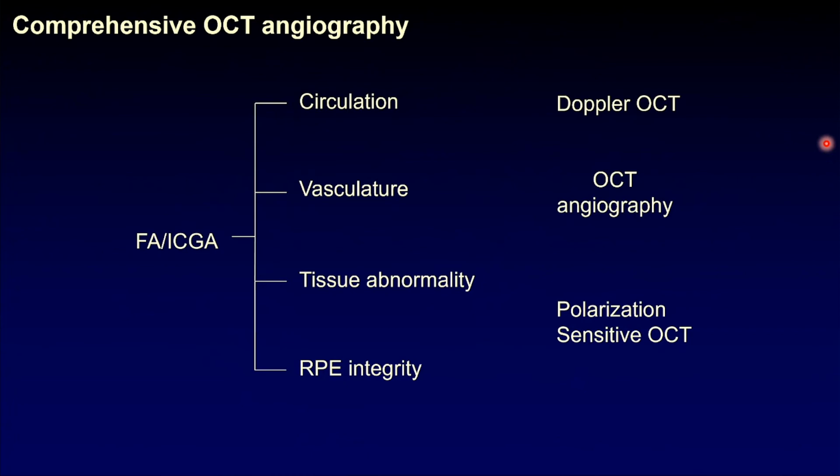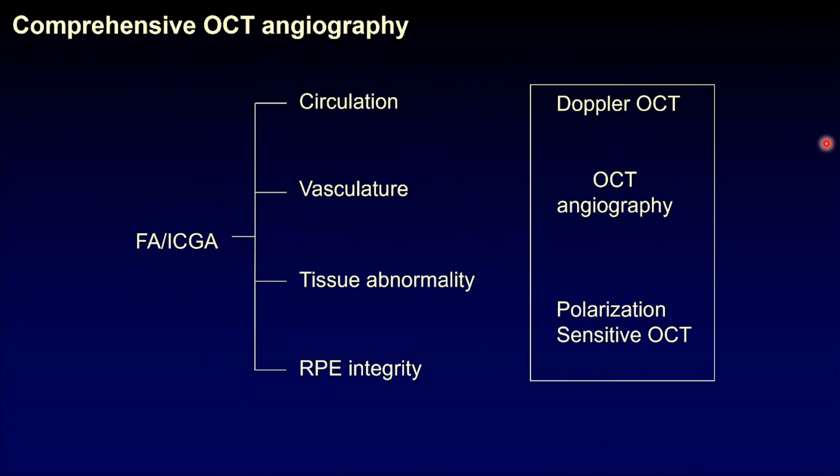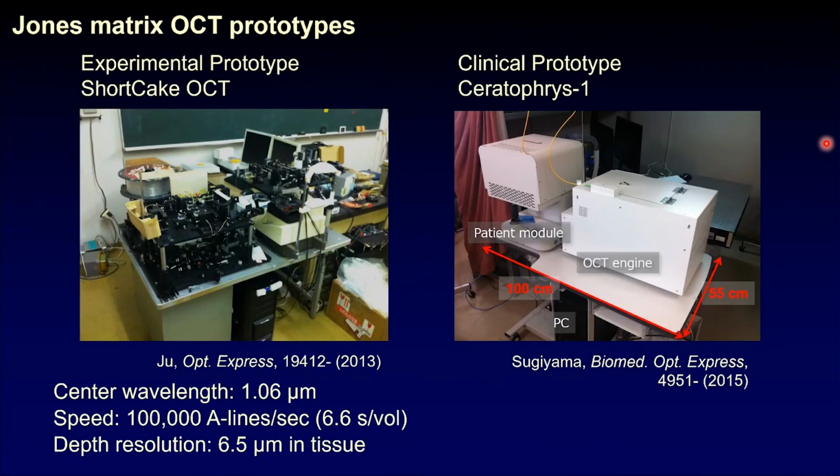But for this, we need several OCT devices. But by using the conception of Jones matrix OCT, we can unify them. Okay. So then we built a unified posterior eye imaging Jones matrix OCT system. Our first generation was built in 2012 to 2013. Okay.